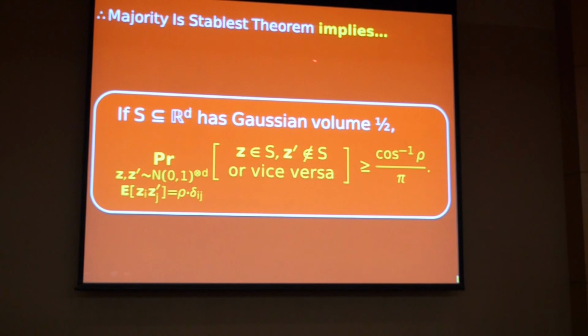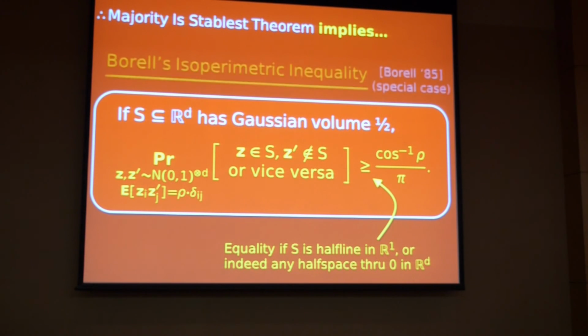So if you want to prove this majority is stablest theorem, you have to at least be able to prove this special case, which looks like quite an interesting special case concerning Gaussian geometry. Luckily, this special case was proved by Borell in 1985. In fact, Borell proved significantly stronger results than this, but in particular he proved this thing. I should mention that this equality is achieved not just by the half line in one dimension, but by rotational symmetry of Gaussians. It's actually achieved by any half space S through the origin.